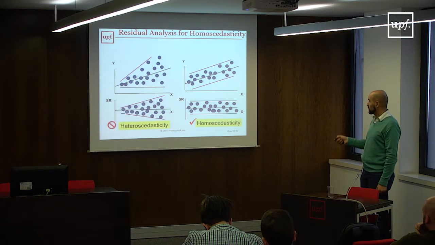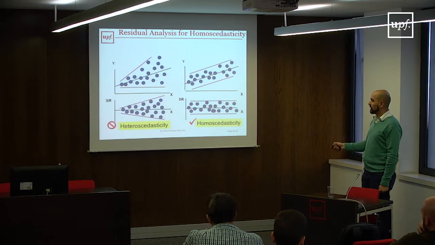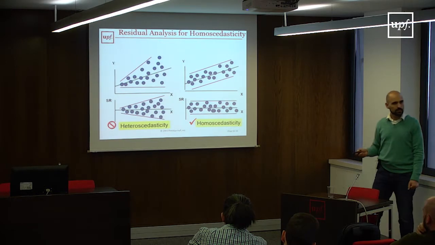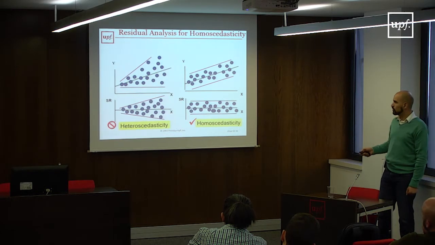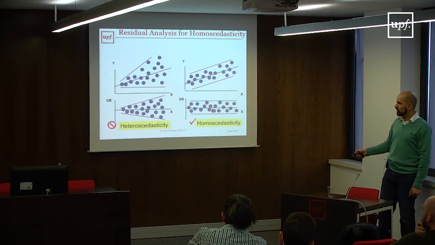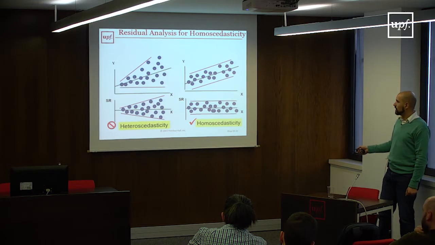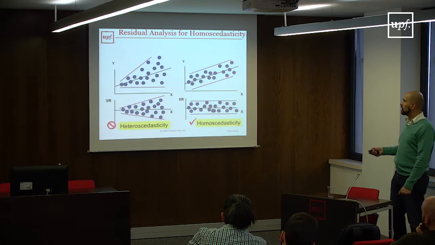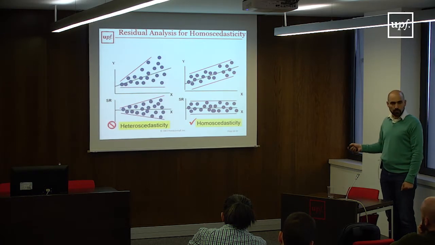Again, no? Heteroskedasticity. Here, the error is not constant along your distribution. You have very small error here and huge error at the end. It is not constant. Here, you have homoskedasticity. This regression is not a good one.